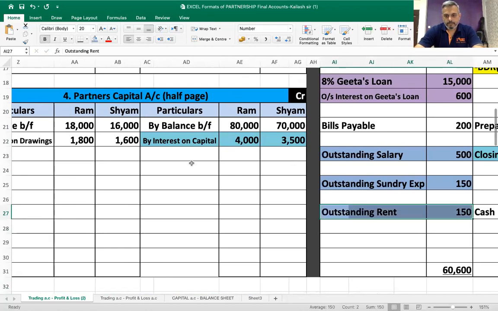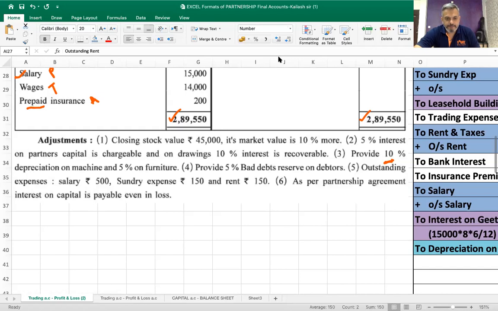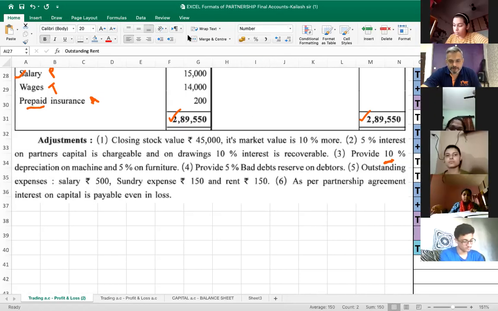Done. Now, as per agreement, partnership agreement, interest on capital is payable even if there is loss. So now what will we do? Start closing quickly?